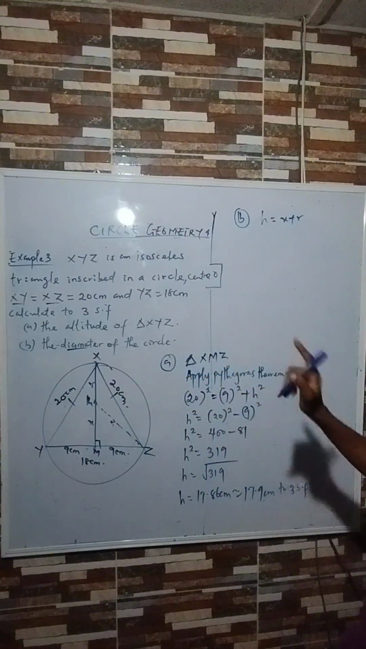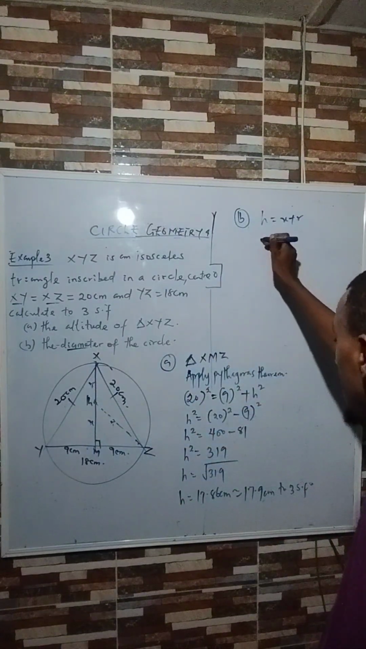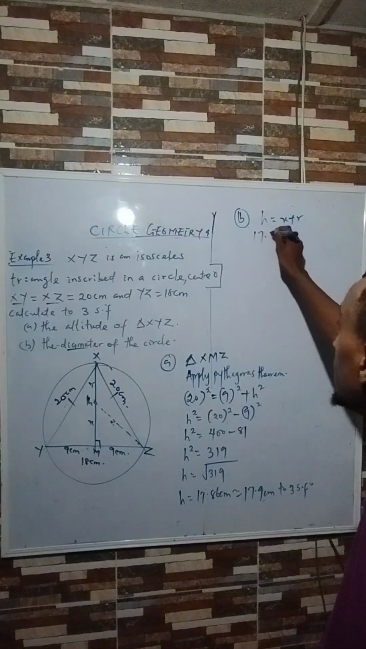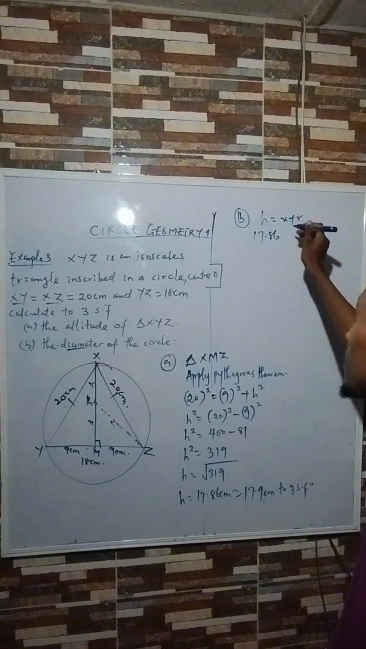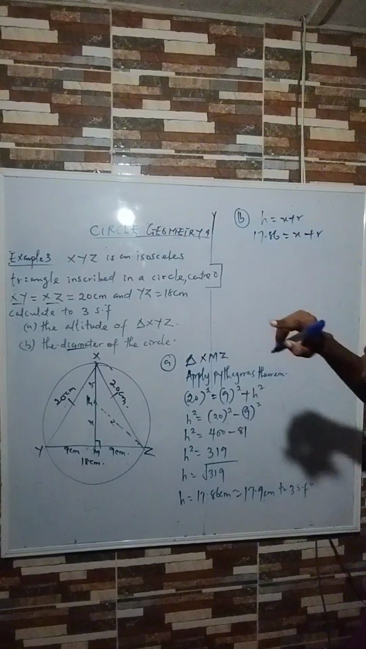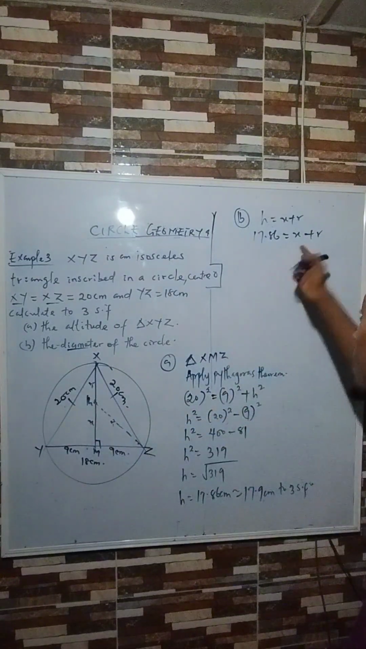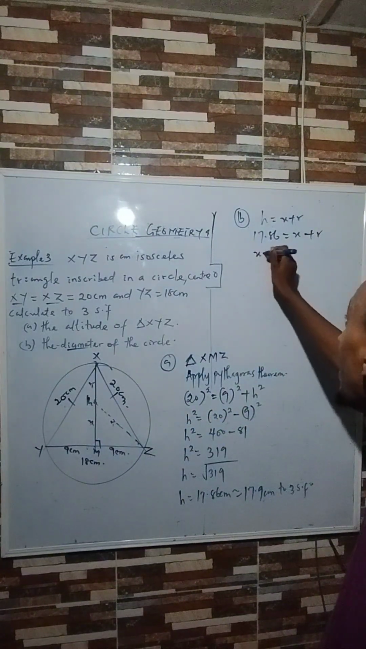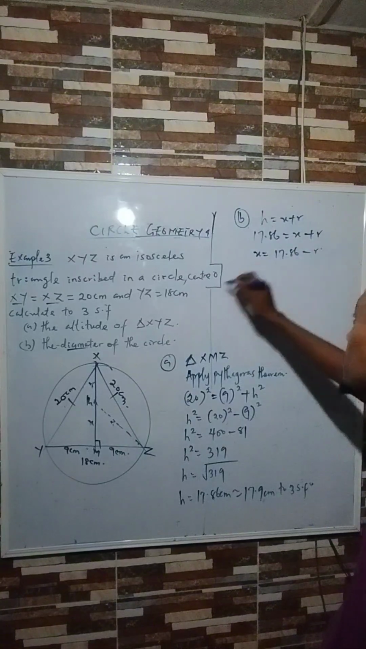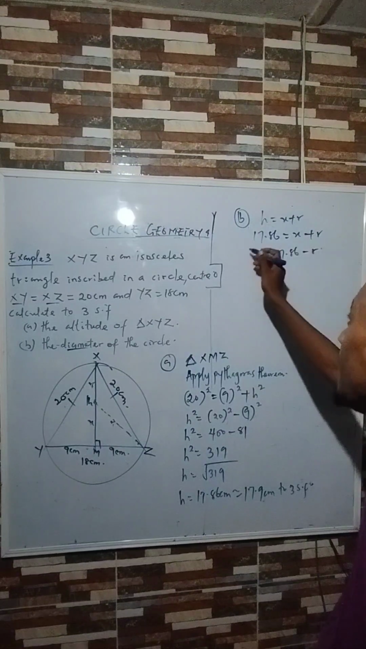Now I know that my h in this question is, I'm not going to use the approximate value, I will use the original value, which is 17.86, equals x plus r. So now, what is x? Because I need this x to find the r. I can say that my x is equal to 17.86 minus r.